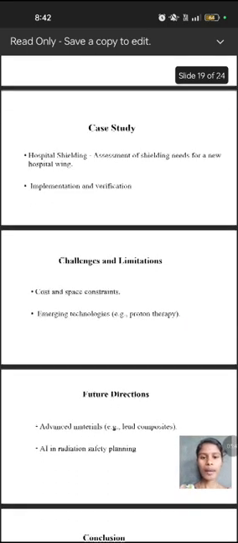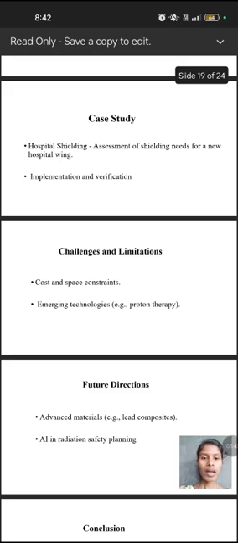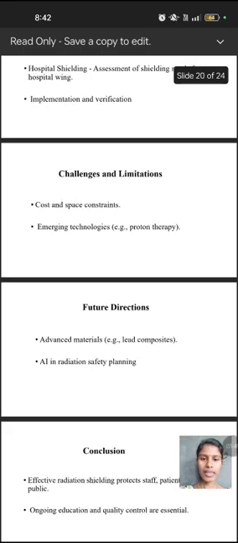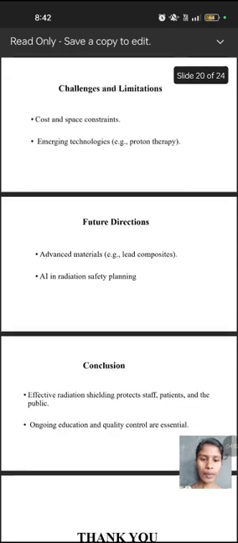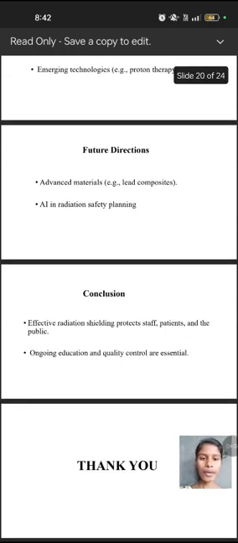The case study is hospital shielding: assessment of shielding needs for a new hospital wing, then implementation and verification. Challenges and limitations are cost and space constraints. The radiation shielding should have a specific space allocated. Emerging technologies, e.g. proton therapy. Future directions are advanced materials, for example lead composites, then AI in radiation safety planning.